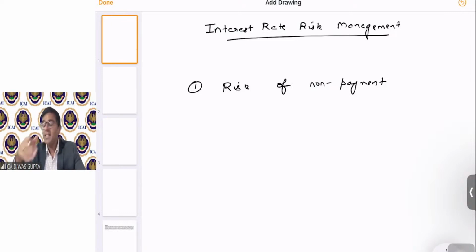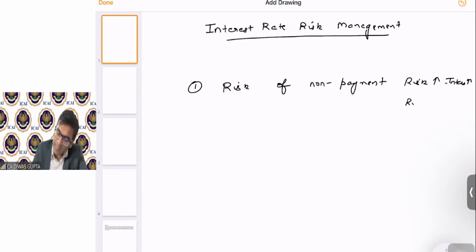So if the risk is high of non-payment from the borrower's side, the lender will expect higher interest, correct? Higher risk will mean higher interest. Similarly, lower risk will mean lower interest. Agreed? I hope all of you agree with me.